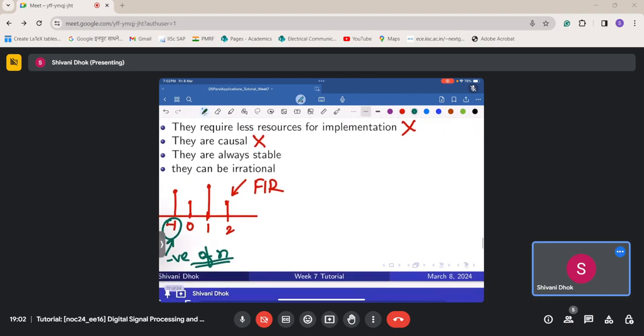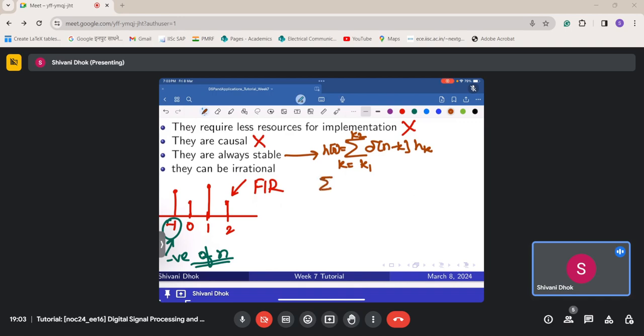Then for stability, what do we have? For stability, I can write this as the sum over k running from, let's say, k1 to k2, of delta of n minus k into h_k. And if you just find the absolute sum of this quantity, this will simply be magnitude h_k square. So this is h of n. And if you find the magnitude square of this, it will simply be the magnitude square of each of the h_k's, which means that it is always stable.